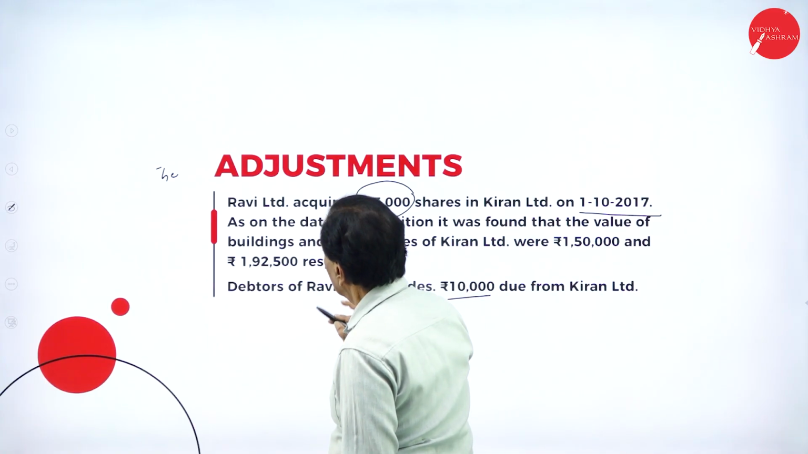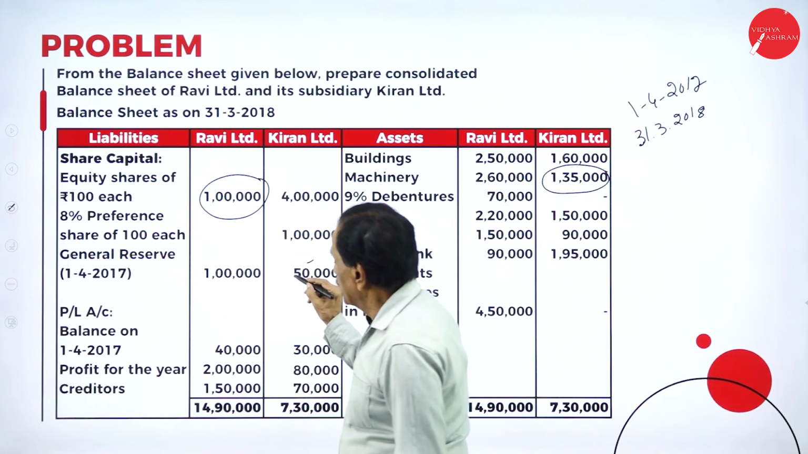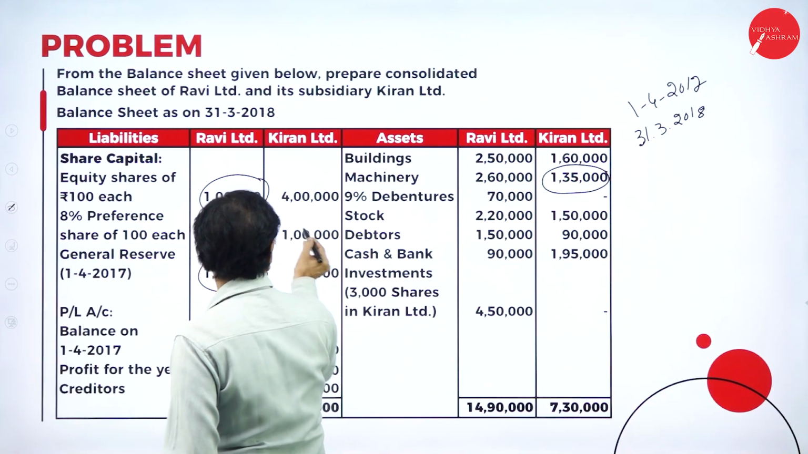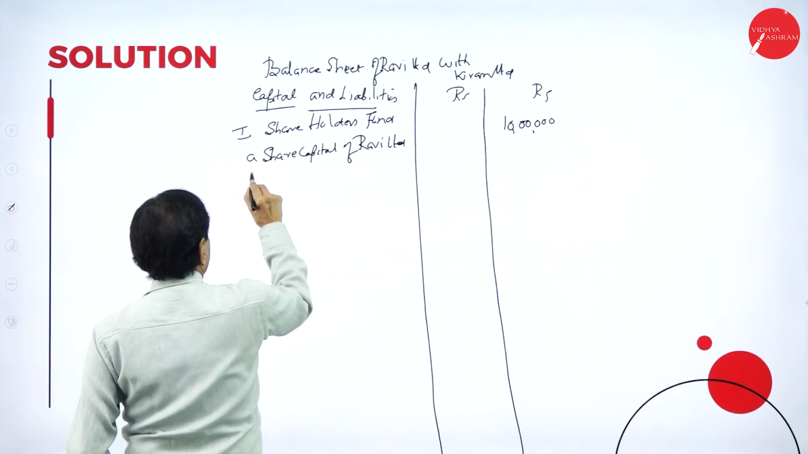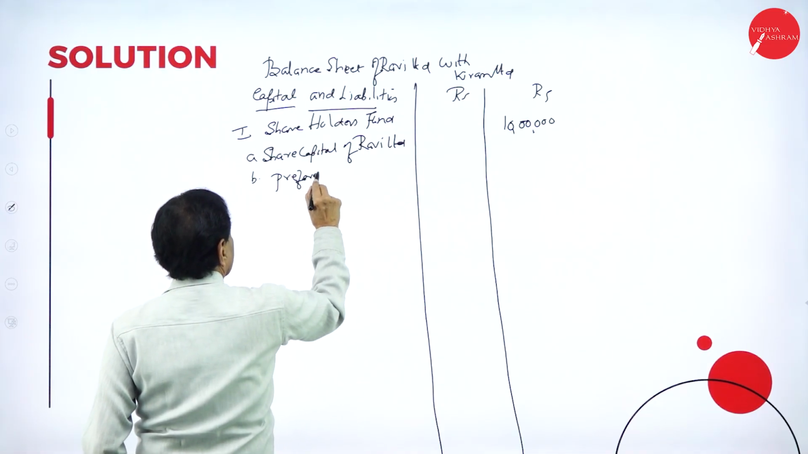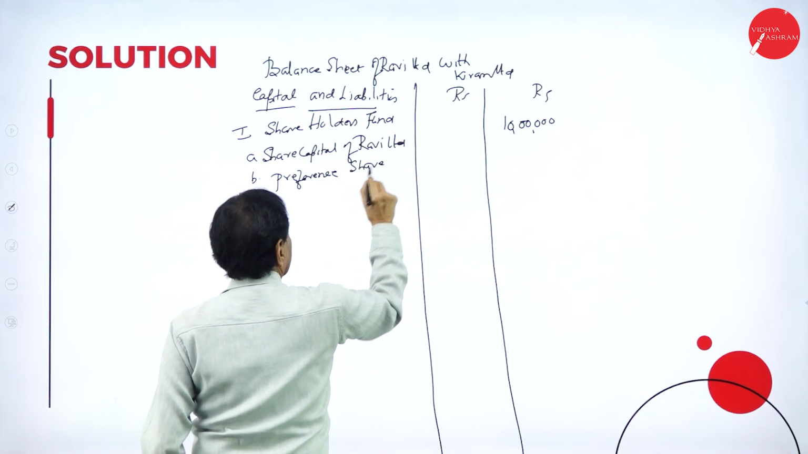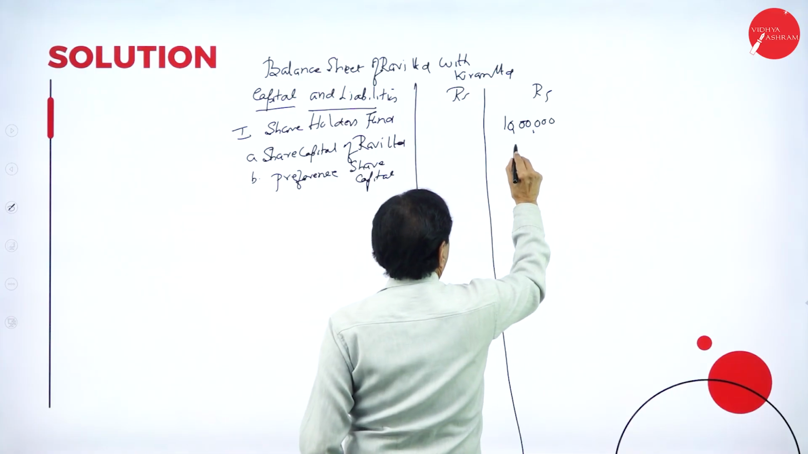So that goes here. Reserve: pre-acquisition reserve is how much? Capital reserve should not be taken. This should not be taken. Capital profit should not be taken. What is the next one? Preference share capital, A, B. Preference share capital, 1 lakh.